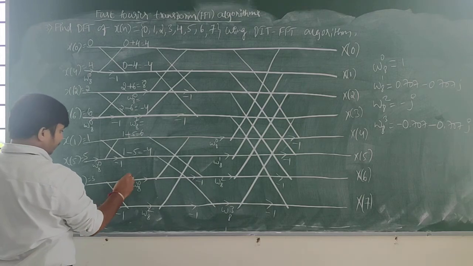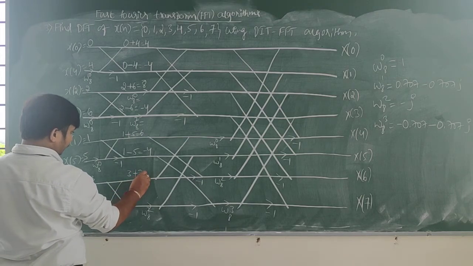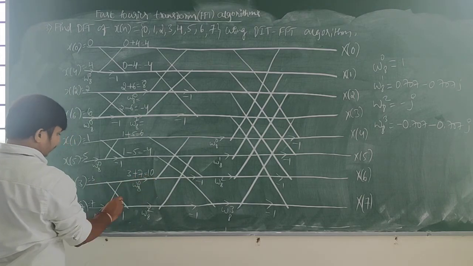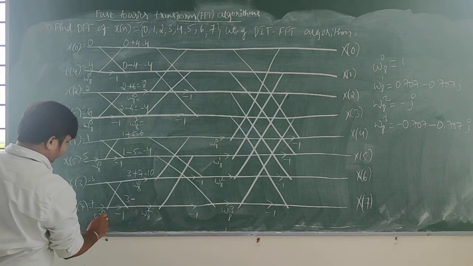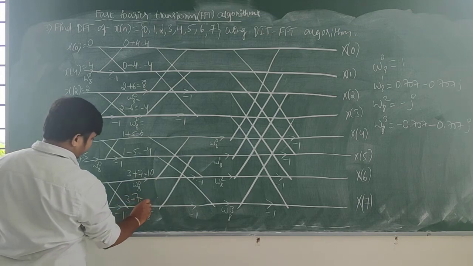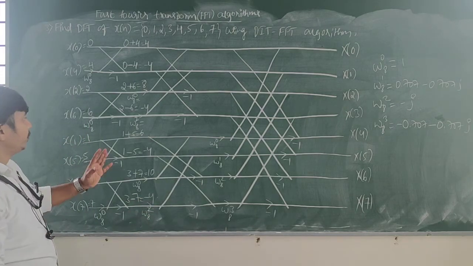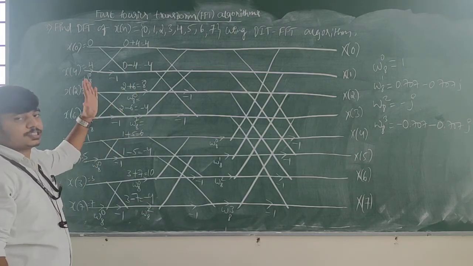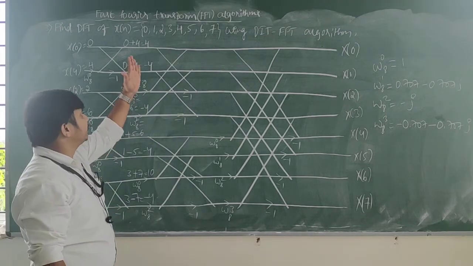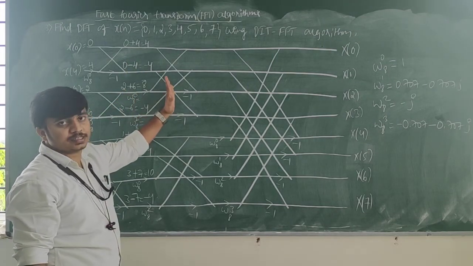Okay. So here 3 plus 7 equal to 10. So here 3 is coming. 3 minus 7 is equal to minus 4. Okay. So now I got the outputs of first stage. Next, these will be the inputs for this stage.